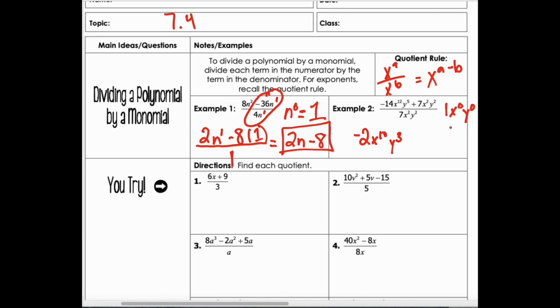Then we're going to simplify that. x to the 0 is 1. y to the 0 is 1. Then we bring down the other 1. We know that 1 times 1 times 1 equals 1. So all of this just simplified to plus 1. So this is our final answer.